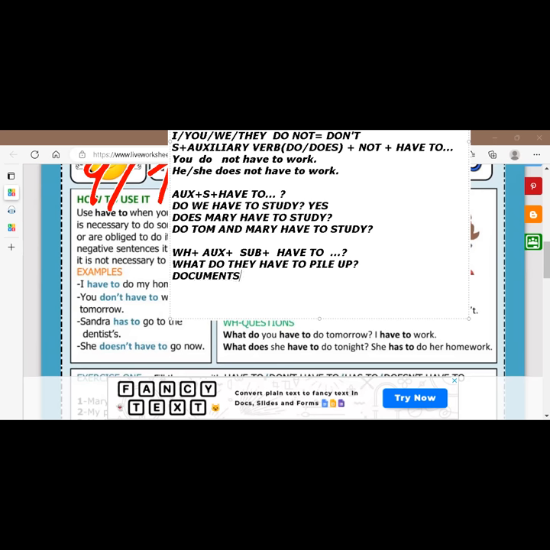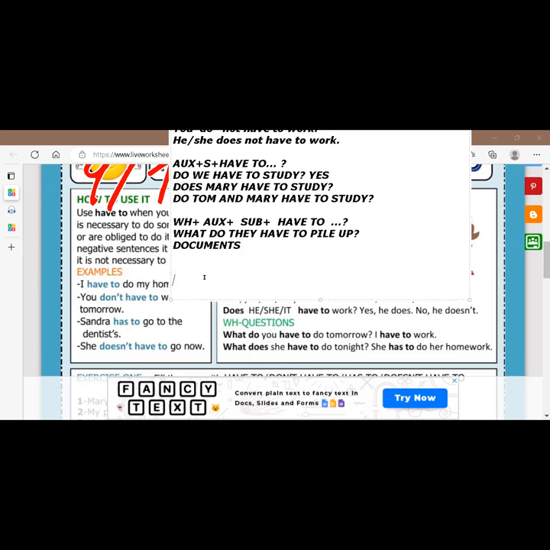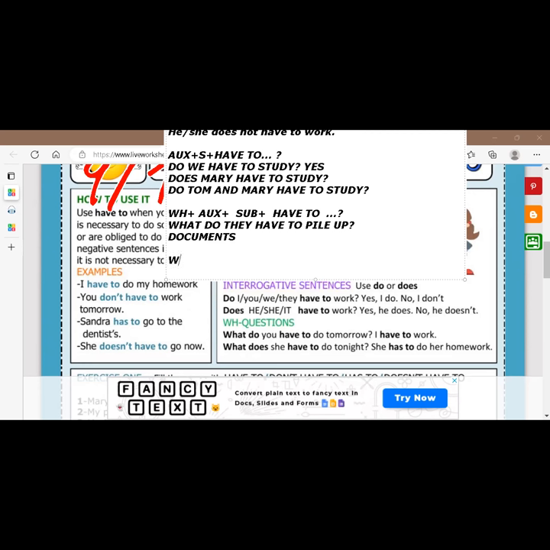Documents. Y la única diferencia es que en la de arriba era una yes, no answer y acá es una information question. Entonces acá voy a dar una respuesta larga, por decir así, voy a contestar lo que es más específico. Están preguntando por más detalle. Vamos a ver, y tenemos una pregunta con el auxiliar does. What does she have to do tomorrow? ¿Qué tienen que hacer mañana?